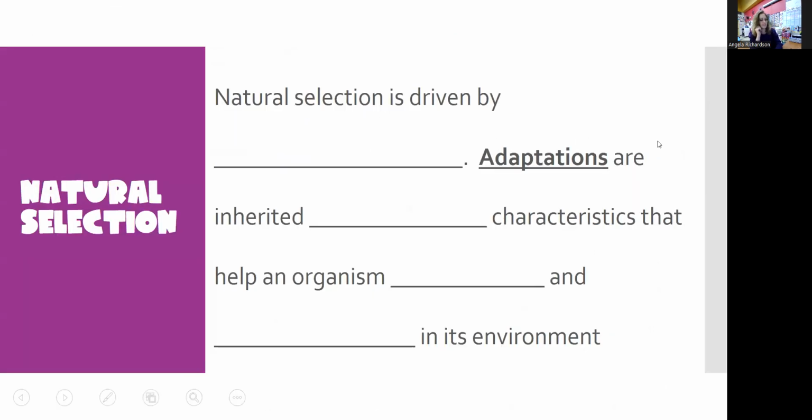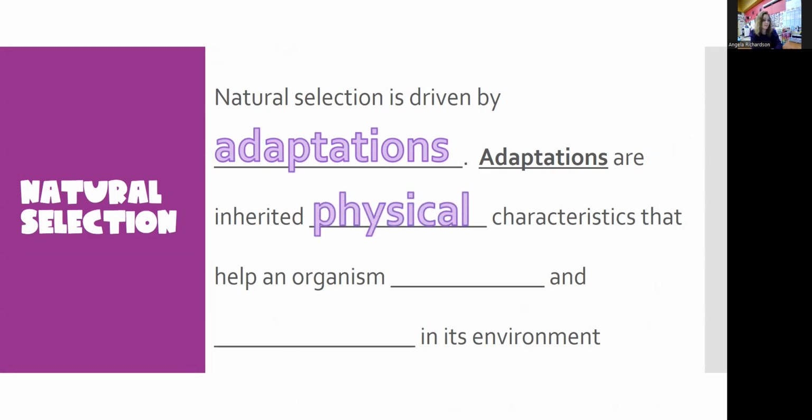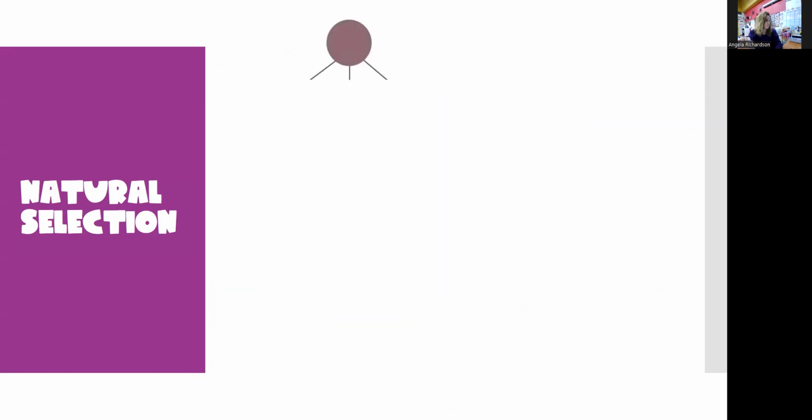So the idea of natural selection is driven by adaptations. We've spent all this time on adaptations. Remember, adaptations are inherited physical traits, which could be structural, behavioral, or physiological, that help an organism to, again, survive and reproduce in its environment. So let's look at natural selection in action.